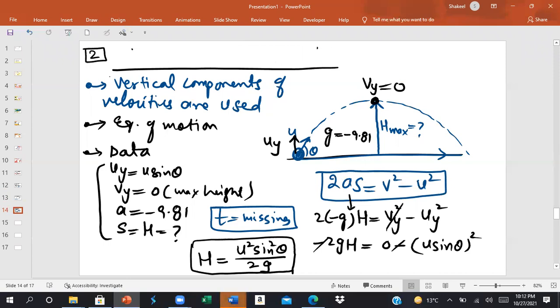So this is actually maximum height. This is not time, this is maximum height. So how to find maximum height? We use the vertical component. All other things are fine. Okay, so this was the expression for maximum height.